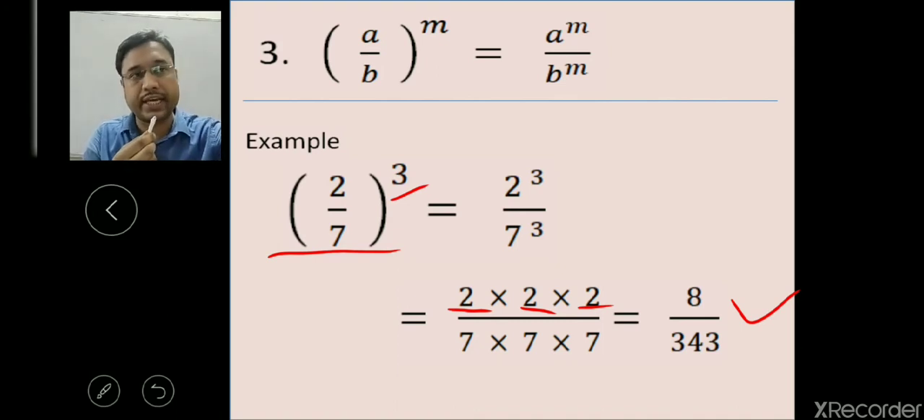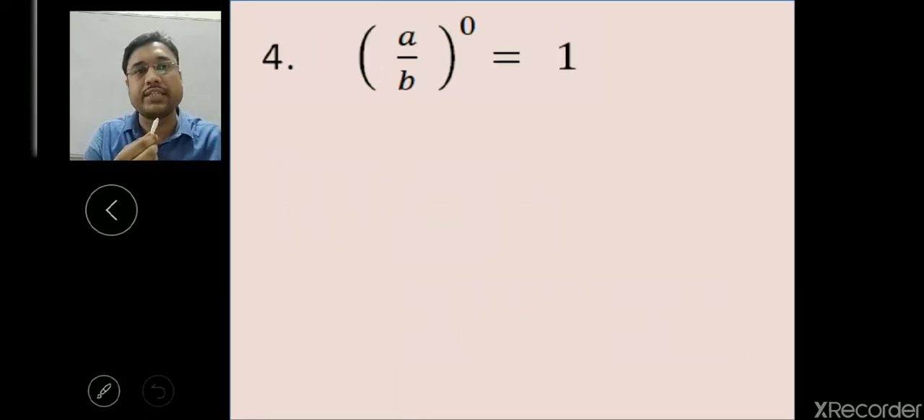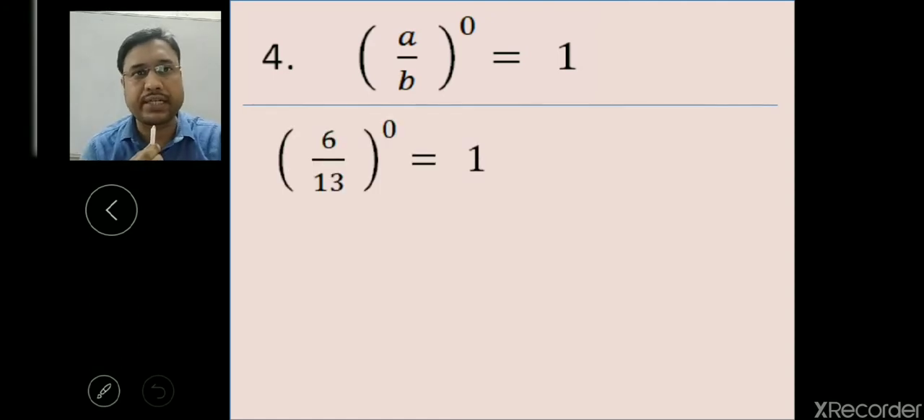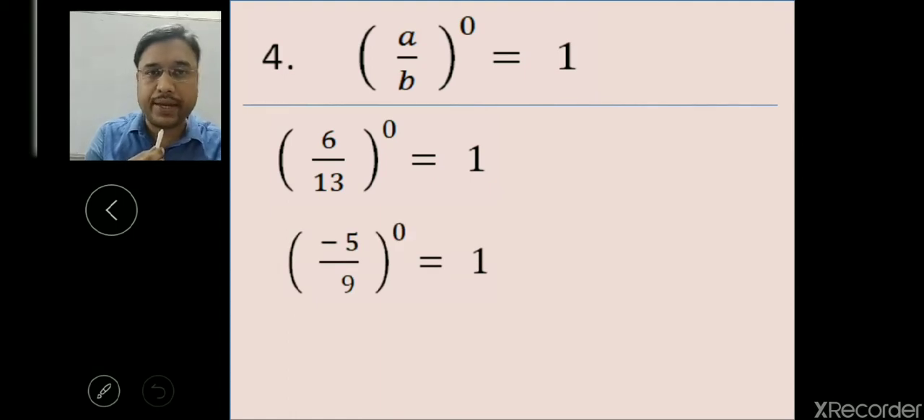Now the fourth rule is a by b to the power 0 is 1. That means any number, if you take the power 0, then the result is 1. Here a by b is a rational number, and that raised to the power 0 is 1. For example, 6 by 13 to the power 0 equals 1, now minus 5 by 9 to the power 0 equals 1.